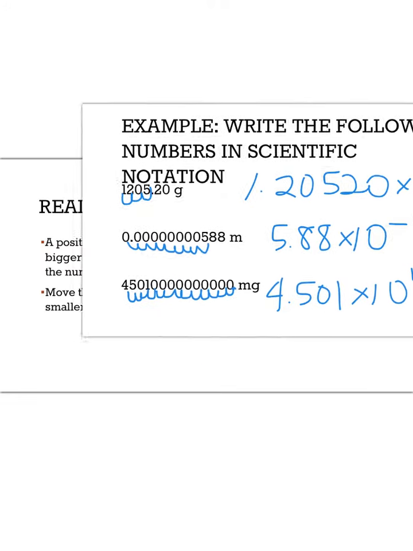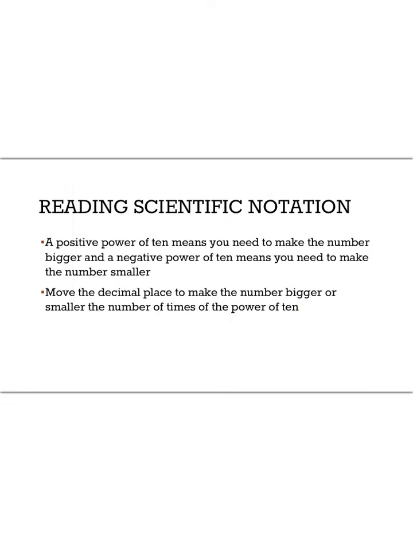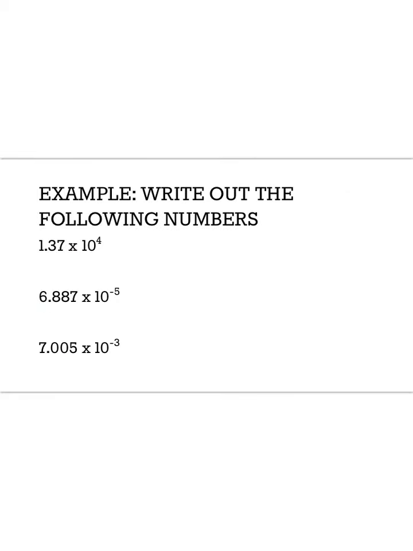Now let's look at reading scientific notation. A positive power of 10 means you need to make the number bigger, and a negative power of 10 means you need to make the number smaller. So you move the decimal place to make the number bigger or smaller, the number of times of the power of 10. Let's look at the example. So we want to write out the following numbers: 1.37 times 10 to the fourth.